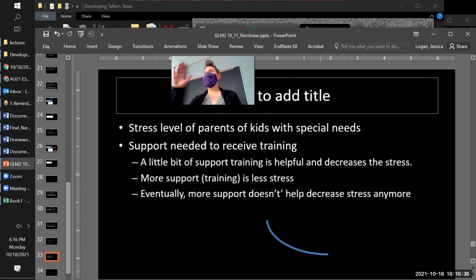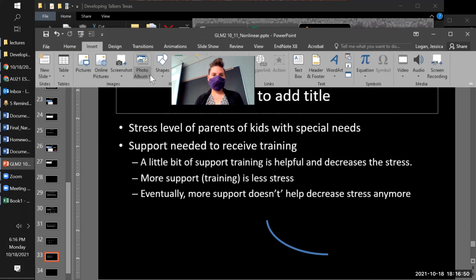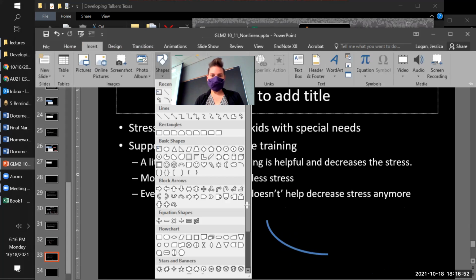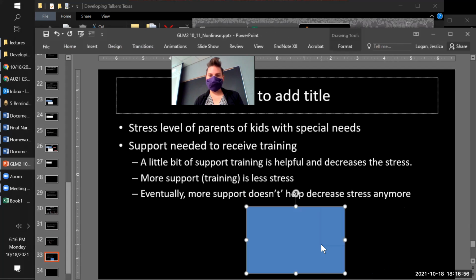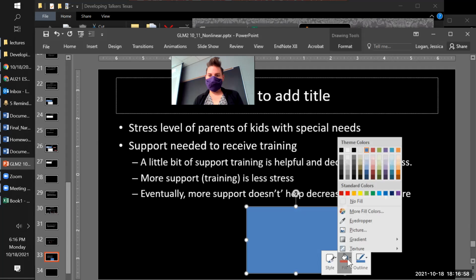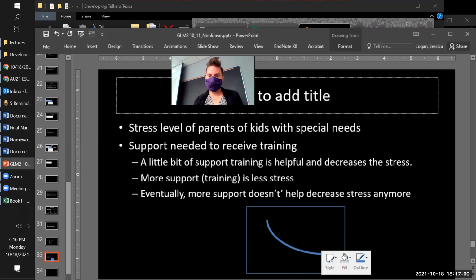Eventually, we've decreased it far enough that it's not helping anymore. Depending on where this axis is, it could decrease all the way down so there's no stress, or it could decrease down so that just no more is helpful. Okay, good job. Depending on where that axis goes.